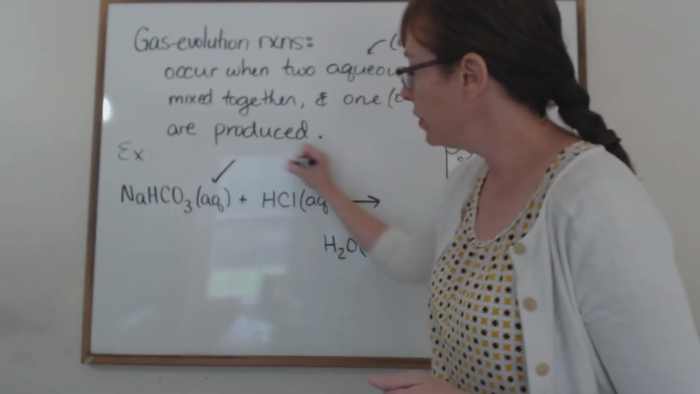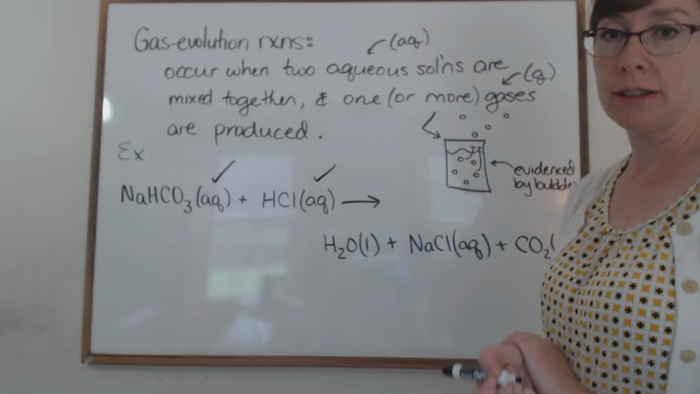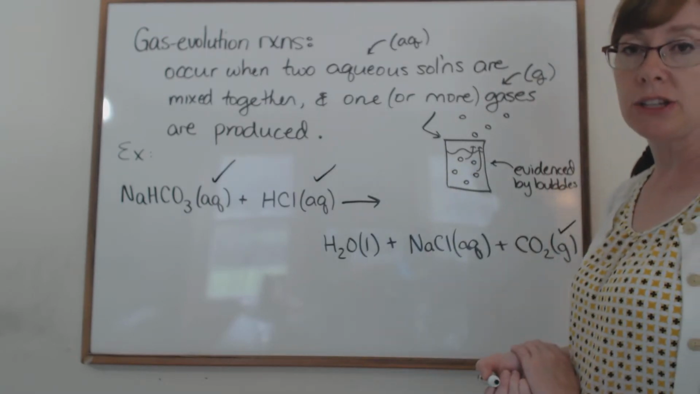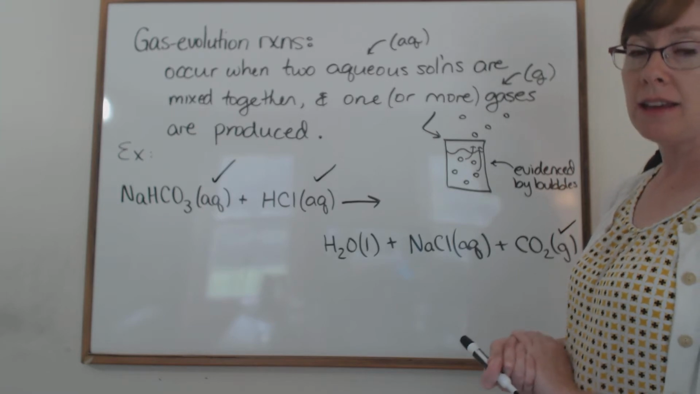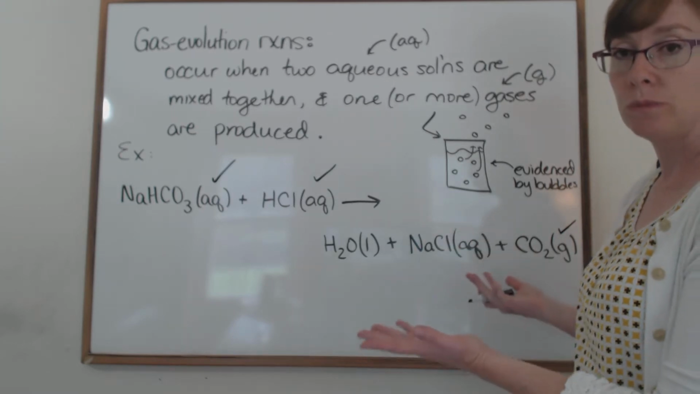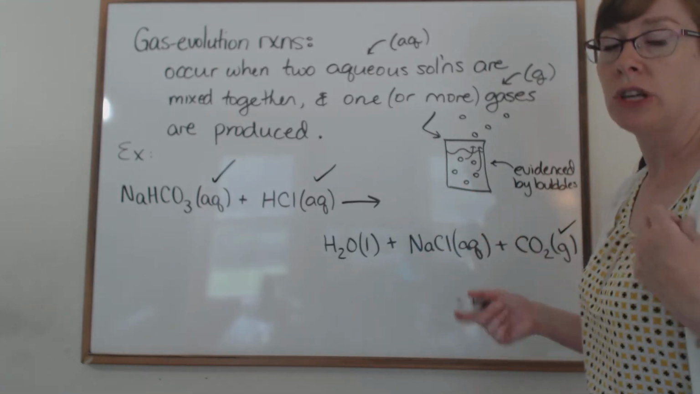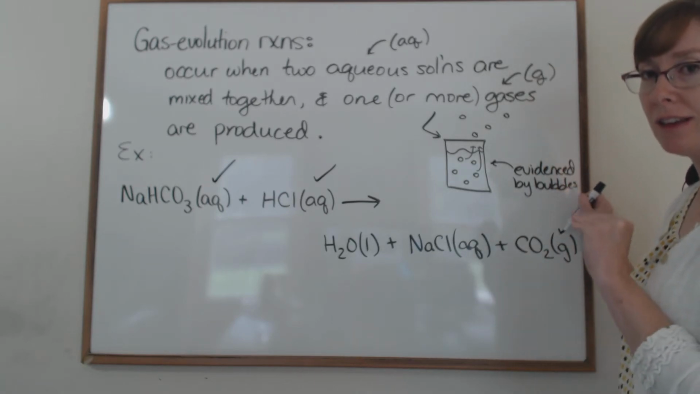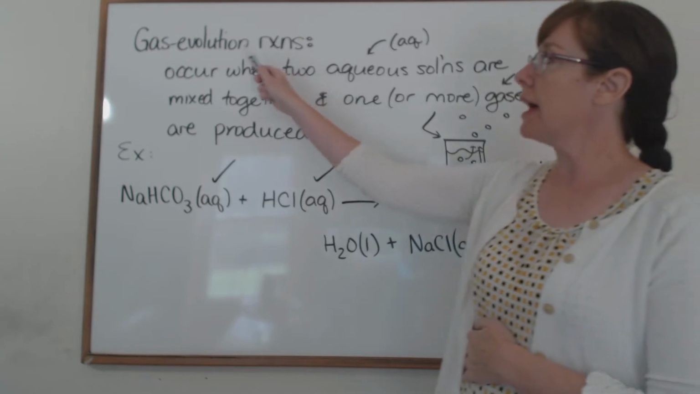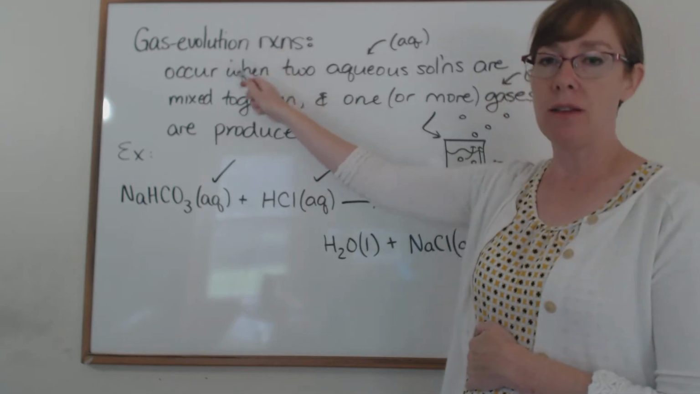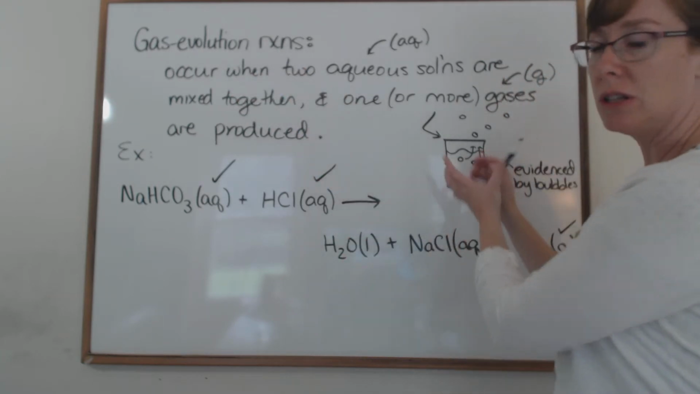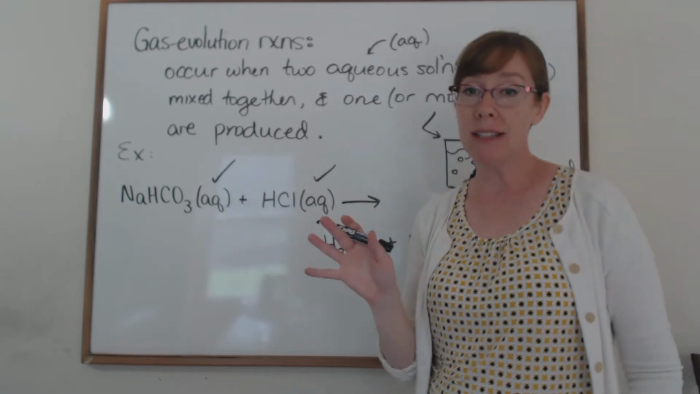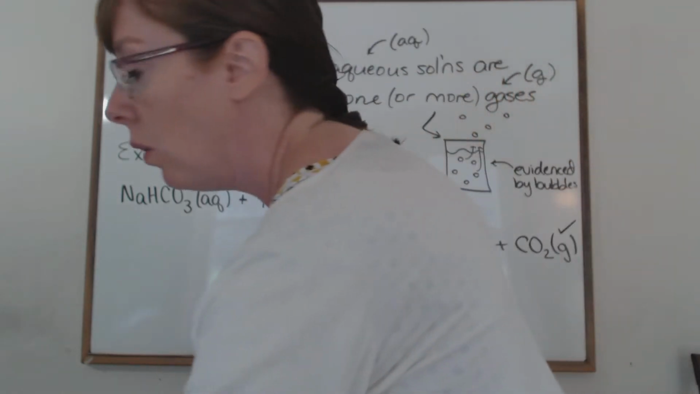You are looking for two aqueous reactants, and you are looking for at least one gaseous product. If that is present, you have a gas evolution. A lot of times people will look for the gas product, but that's not the only thing that is required. A gas evolution reaction is when the gas evolves out of a solution. So you need the two reactants to also be aqueous. And that's all that I say about gas evolution reactions.